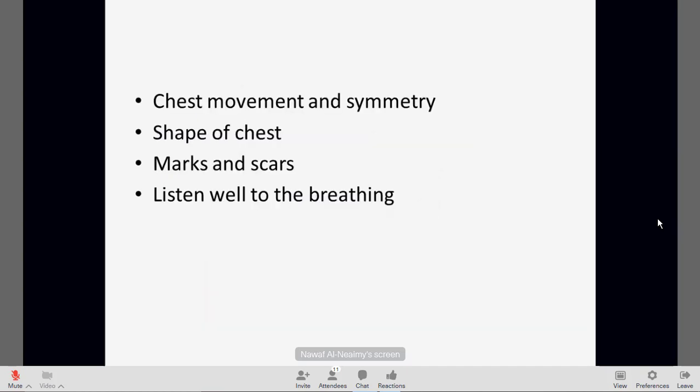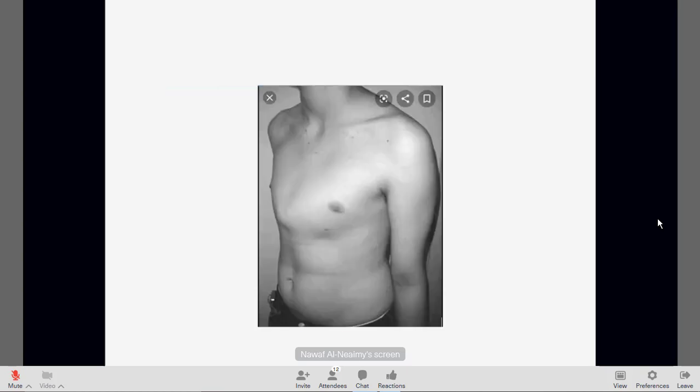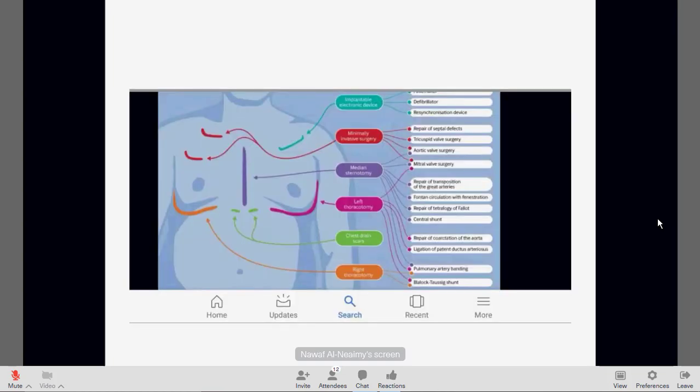Then we come to the marks and scars over the chest. Regarding the scars over the chest, this diagram shows the common scars that you may find on the chest. Starting with the midline scar, or the sternotomy scar. Presence of such a scar indicates that the patient had undergone an open heart surgery.